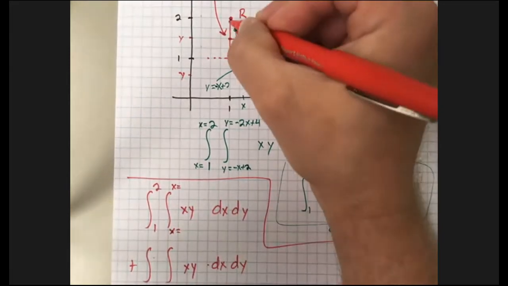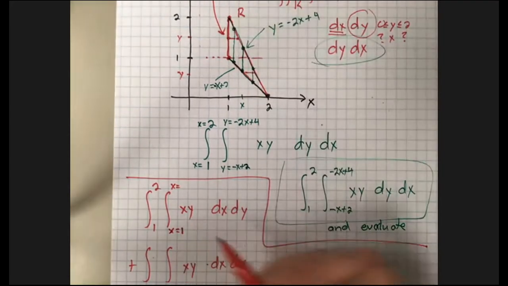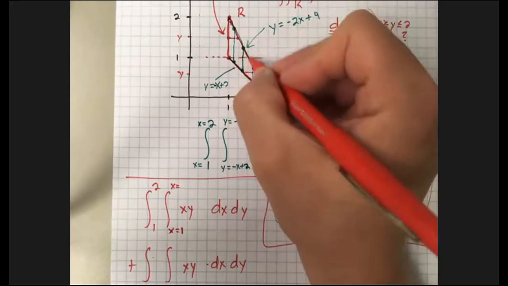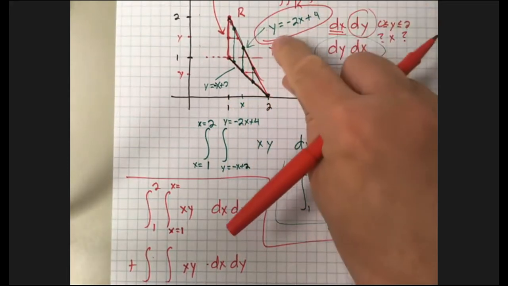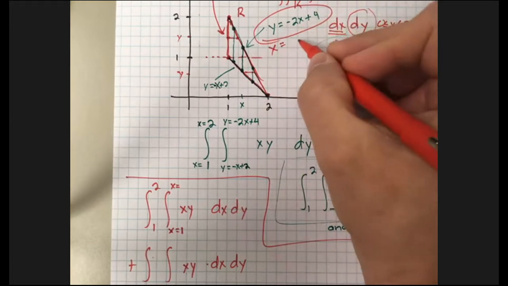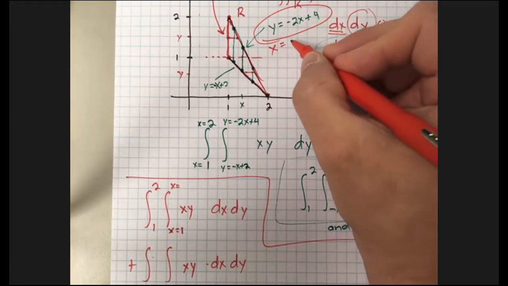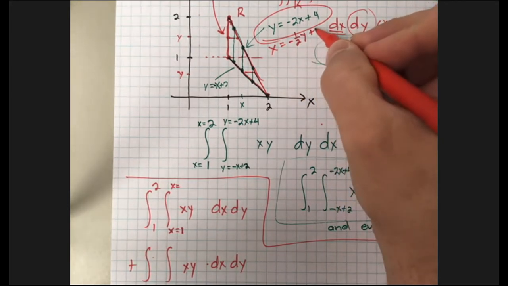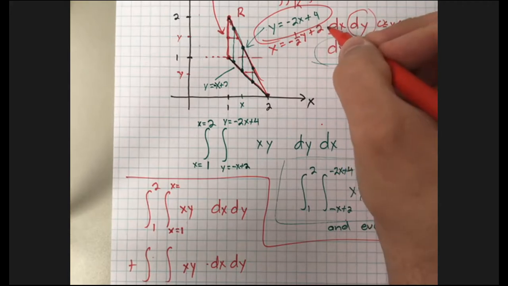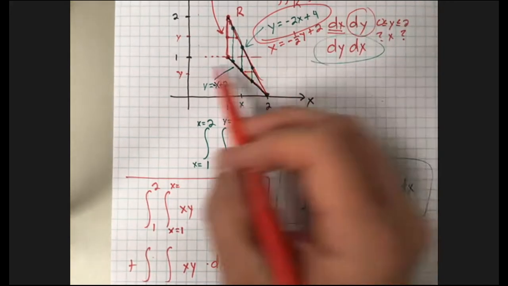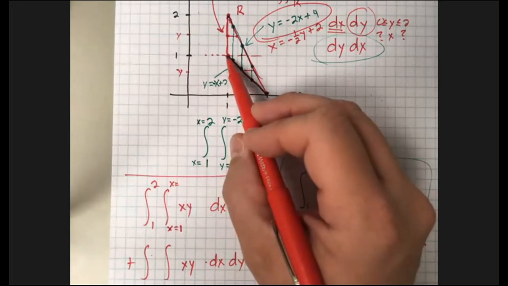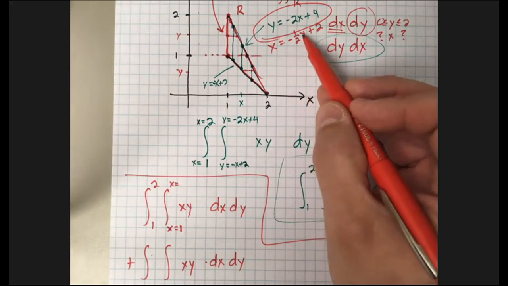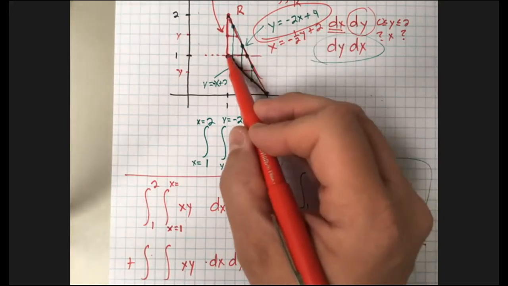You see this line right here is called x equals 1. But this line right here is called x equals what? You can't use y equals minus 2x plus 4. You have to write this in terms of x equals. And for x equals, this would be minus 1 half y plus 2. Now, the way you test that out is you test out some y's. If y is 1, I should be going from 1 to this point right here, which is 3 halves. If y is 1, then minus 1 half times 1 plus 2 is 3 halves. I'll be going from 1 to 3 halves.